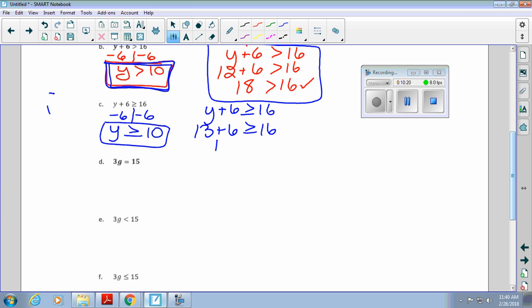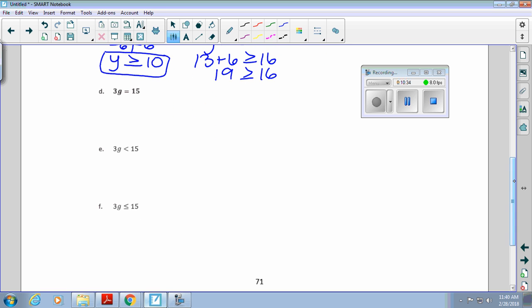13 plus 6. 19 is greater than or equal to 16. Right? Is that a true statement? 19 is greater than or equal to 16. Yeah, so we're good.